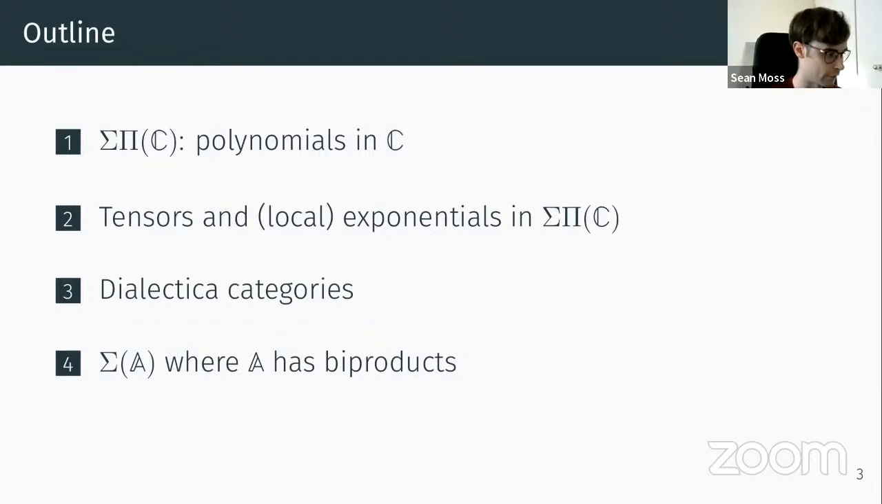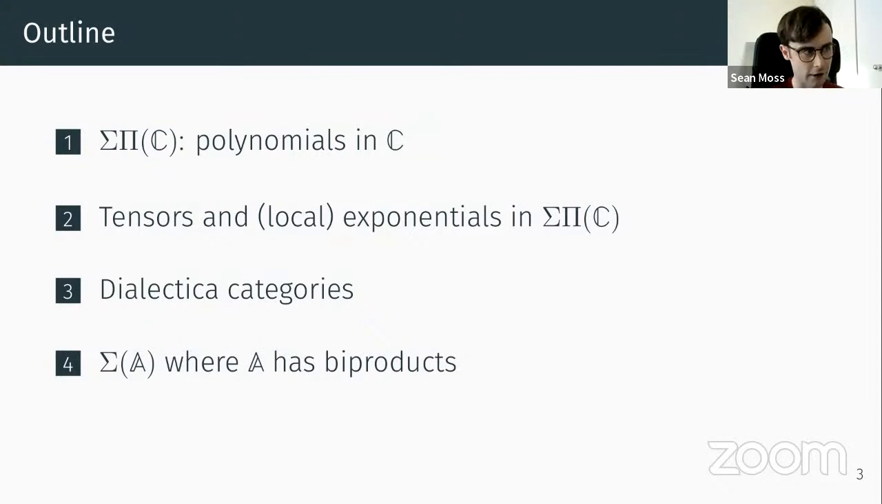So I want to make 2 clarifications about the title of this first section. Firstly, whenever I write Blackboard bold C, I just mean a category. I do not mean complex numbers or anything like that. That's just my name for a category, often a small category, but often not a small category.